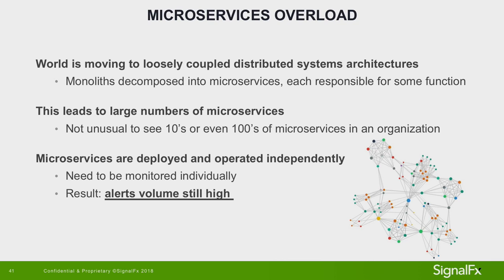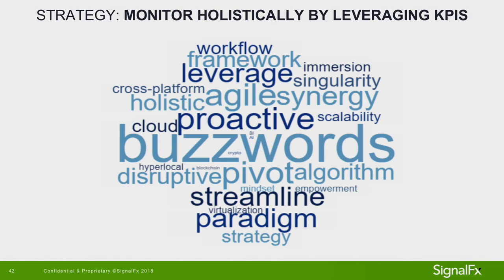As I mentioned, the reason this is happening is we are moving to loosely coupled systems, and these things are operated independently too. And so, as I mentioned, alert volume continues to be high. So what can one do about that? Well, since I'm going up the stack, let me go one level further. Why do I want to monitor microservices individually? Why can't I monitor the overall performance of the service? Why can't I combine different types of metrics together to provide that higher order signal?